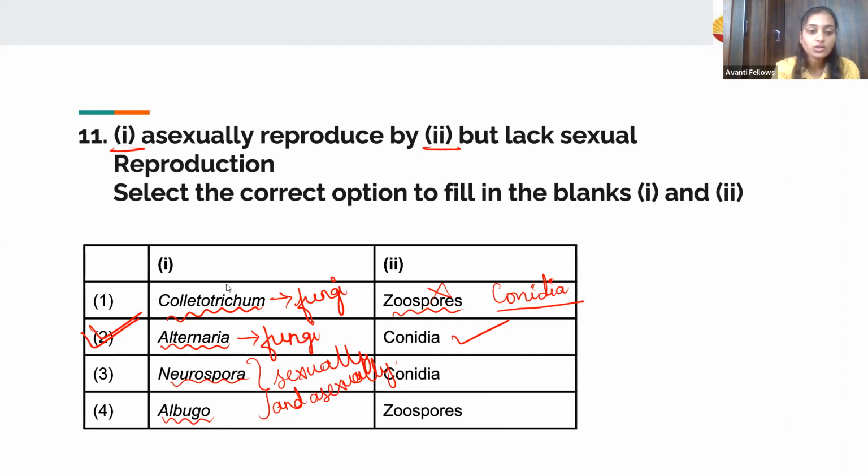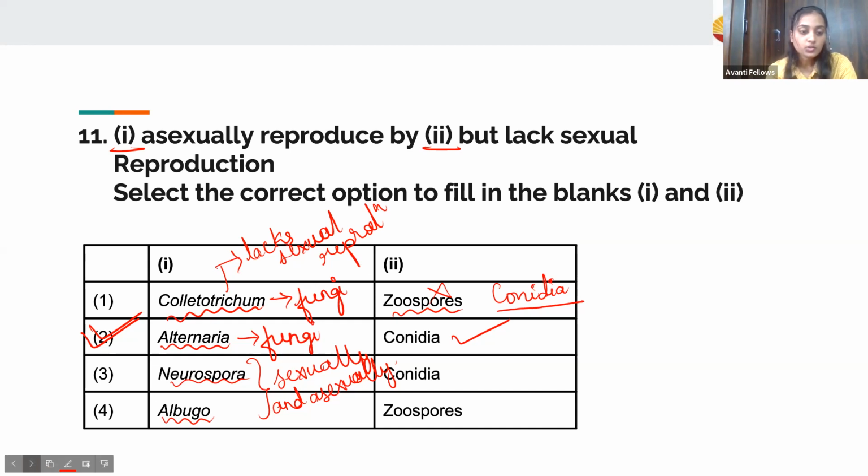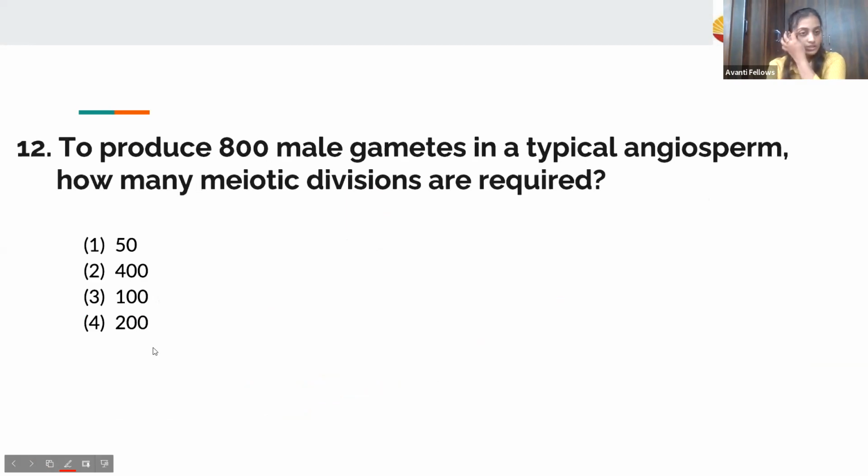And again, Colletotrichum also lacks sexual reproduction, but it reproduces by conidia, not by zoospores. Yes. So let's see the next question, that is the 12th question.